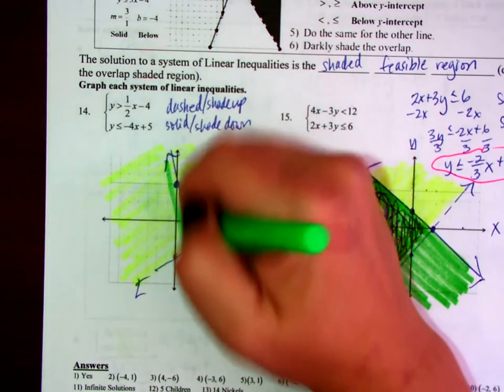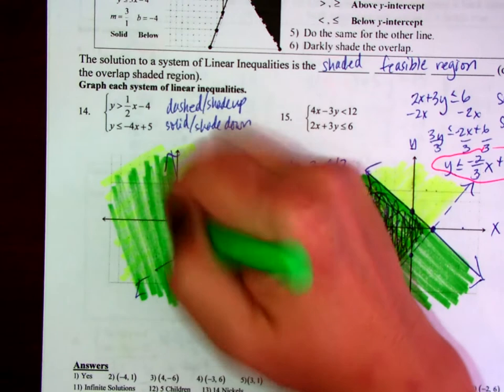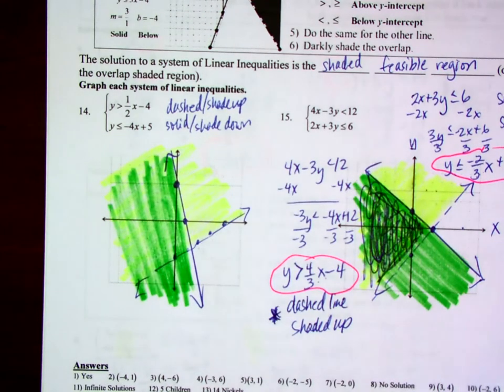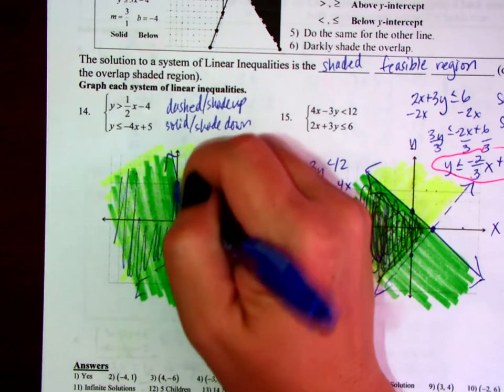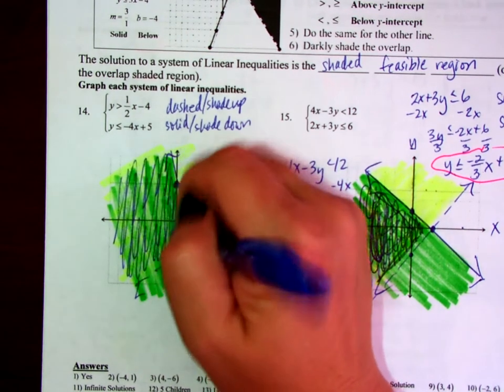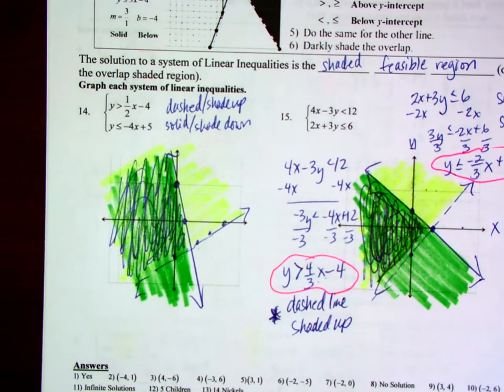is everything below this y-intercept of this line. Notice where the yellow touches the green is our double shaded feasible region. It's the overlapped area, this part right here. All of the points within this are the solution to my system.